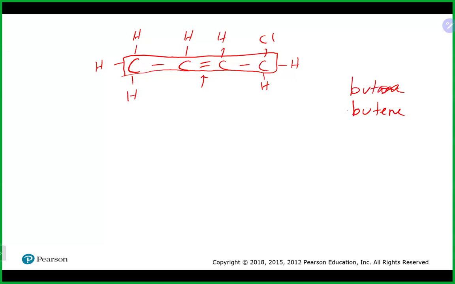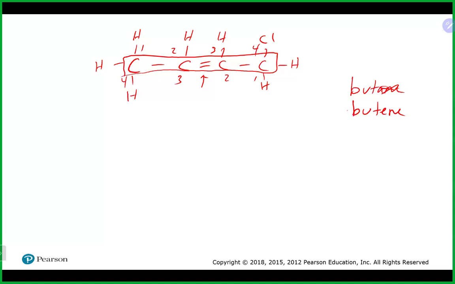Now we need to give the location of that double bond. Unlike alkanes, where the priority in numbering goes to the groups that are attached, when you have a double bond or a triple bond, the priority in numbering the carbon chain is to give the double bond or the triple bond the smallest number. In this case, we could go this way, 1, 2, 3, 4, or we could go on the bottom, 1, 2, 3, 4.